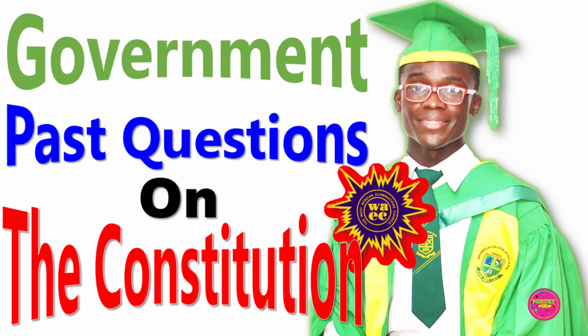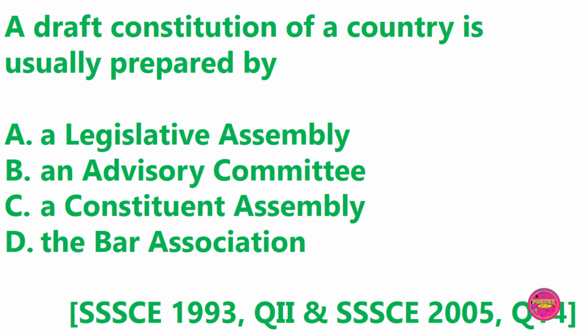Get ready for this lesson. A draft constitution of a country is usually prepared by A. A legislative assembly, B. An advisory committee, C. A constituent assembly, D. The Bar Association. The correct answer to this question is C.